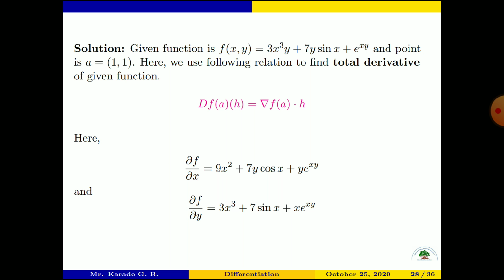So while finding this derivative, we keep the other variable, say y, constant, and we find the normal derivative. So the partial derivative of f with respect to x is equal to 9x square plus 7y into cos x plus y into e raised to the power xy, and the partial derivative of f with respect to y is 3x cube plus 7 into sin x plus x into e raised to the power xy. So these two are the partial derivatives of the given function f.